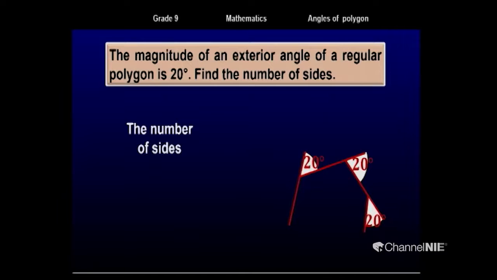Another question. Now the number of sides is equal to 360 degrees over 20 degrees. Then you can simplify that: 18, which means the number of sides. The sum of the exterior angles in a polygon is 360, and in this question an exterior angle is equal to 20 degrees. So we divide, because this is a regular polygon, so all the exterior angles are equal. Then you can obtain the number of sides, 18. The number of sides is equal to 18.